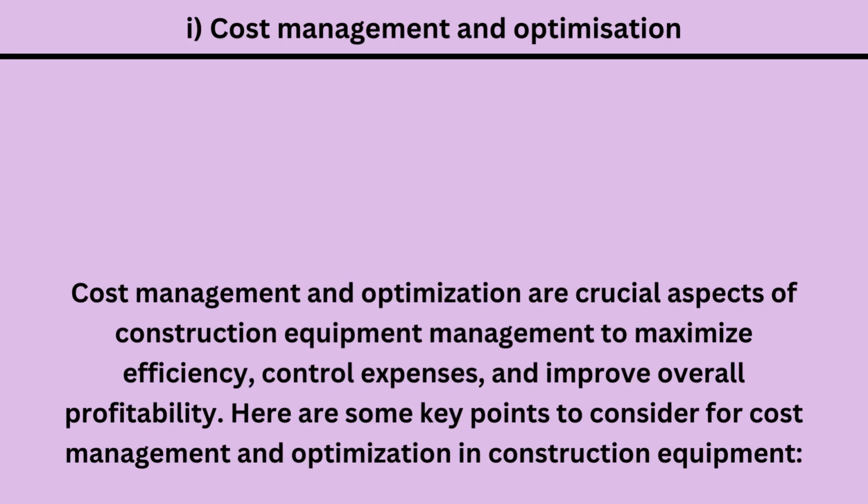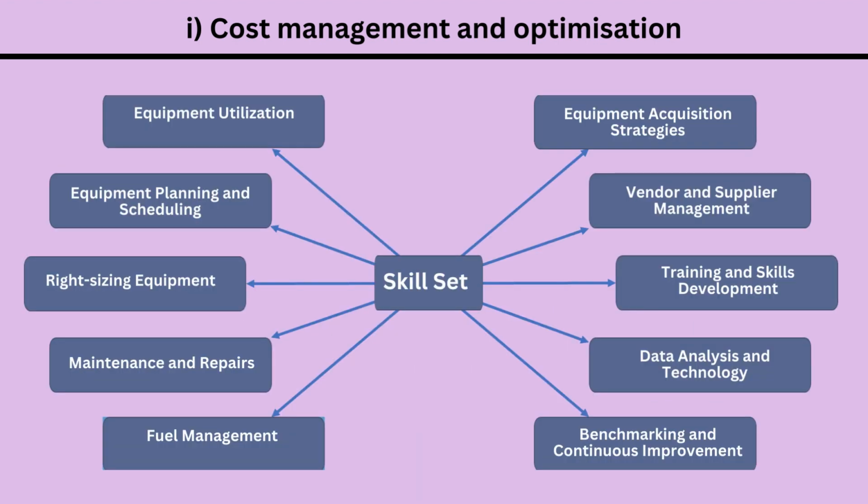I. Cost management and optimization. Cost management and optimization are crucial aspects of construction equipment management to maximize efficiency, control expenses, and improve overall profitability. Here are some key points to consider for cost management and optimization in construction equipment. 1. Equipment utilization. 2. Equipment planning and scheduling. 3. Right-sizing equipment. 4. Maintenance and repairs. 5. Fuel management. 6. Equipment acquisition strategies.